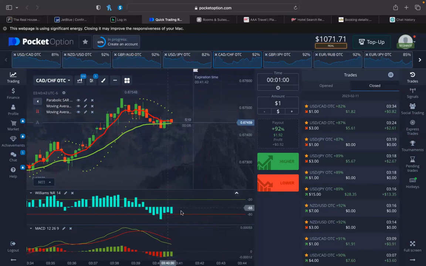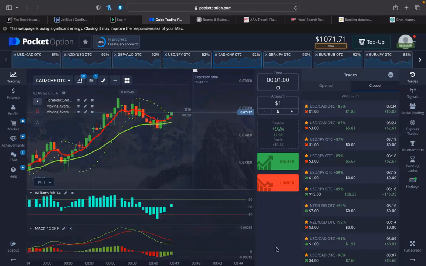This is below the 50. We have a cross to the downside here, which is indicating a sale, but because this is still green, it's still pushing up. And it does not look like we're going to get the sale on that one. So let's keep moving.